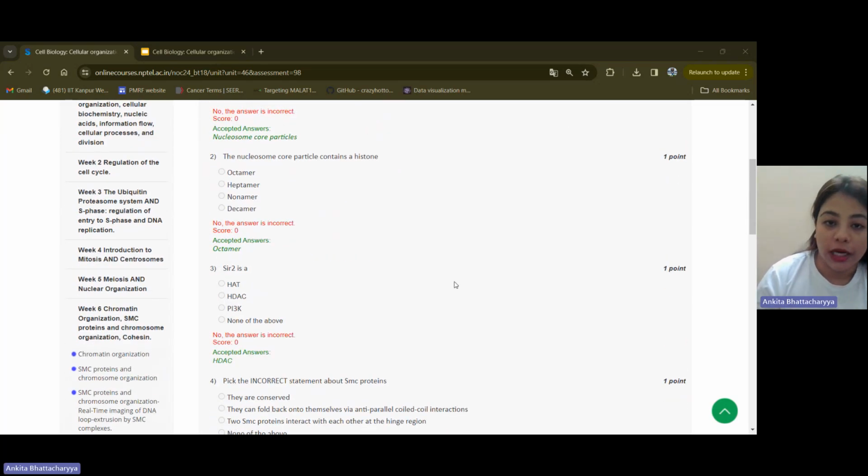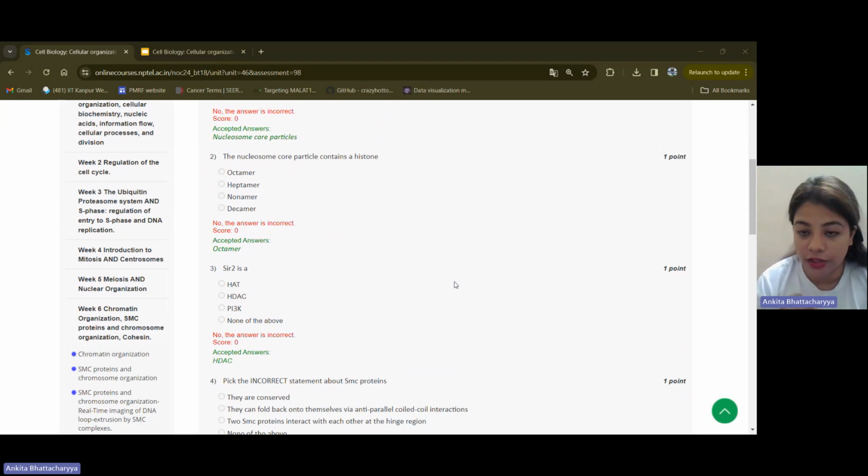The nucleosome core particle contains a histone octamer, heptamer, nonamer, or decamer. Like I have just mentioned, the core histone is made up of a histone octamer, which includes histone H2A, H3, and H1 on the outer ends. And we also have H2B. Altogether, they form an octameric structure of a very tightly packed histone core around which the DNA can be wrapped.